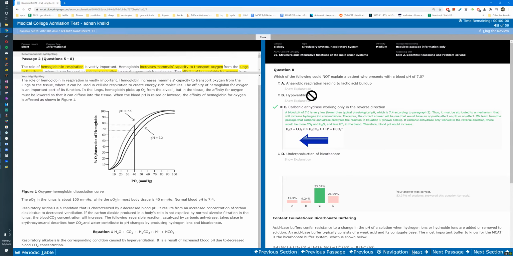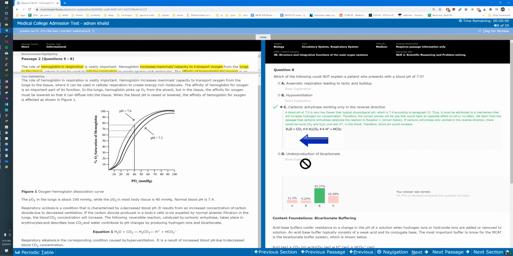So, okay, I remember how I answered this. I basically just looked at what's different. Because anaerobic respiration leads to lactic acid buildup. That makes things more acidic. Hypoventilation means you're breathing less, so you're not inhaling as much oxygen as you need, and you're not exhaling as much CO2 as you need. So that does the same thing to this. It makes your blood more acidic.